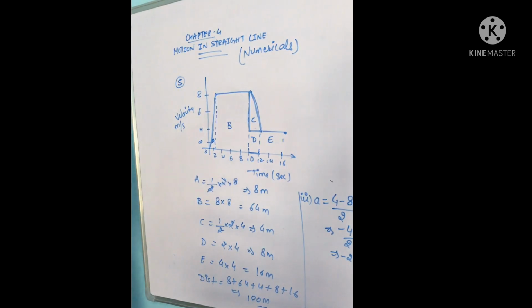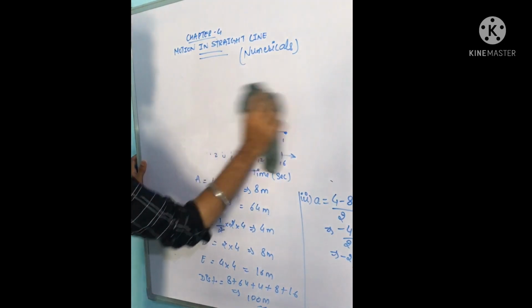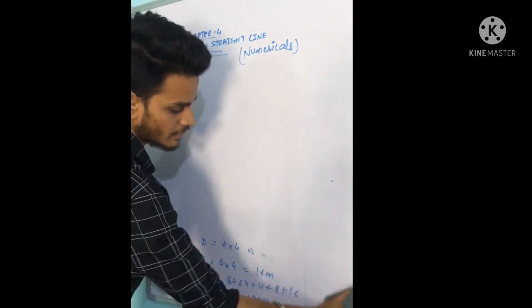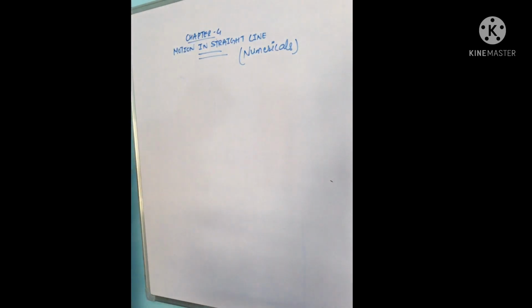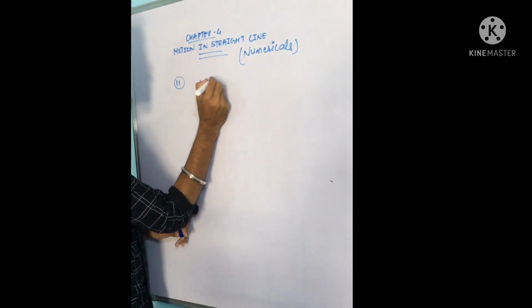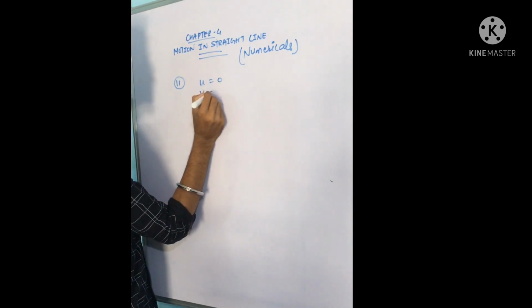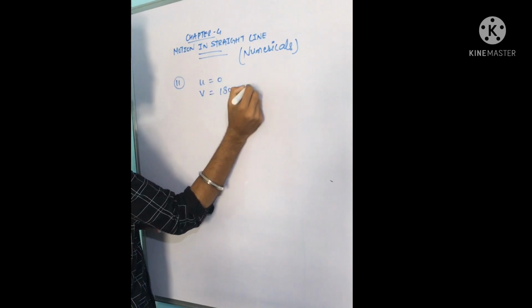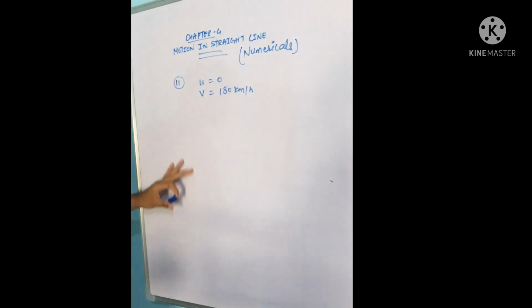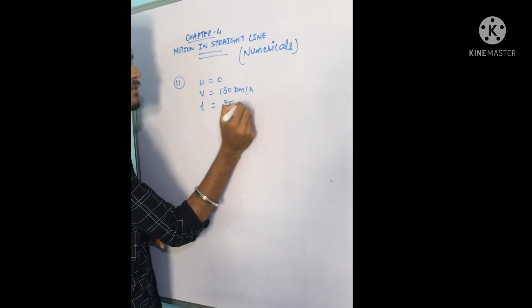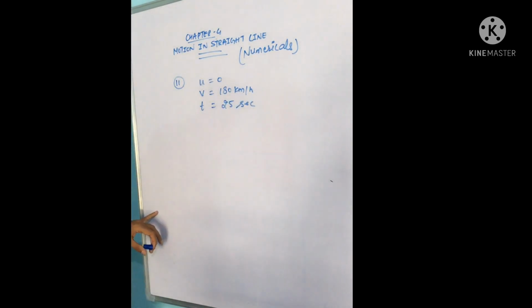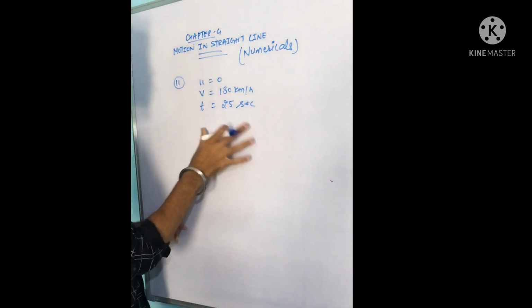Now moving on to the next question, which is question number 11. Question number 11: A car accelerates uniformly on a straight road from rest to a speed of 180 km per hour. From rest means initial velocity is equal to 0, to a speed of 180 km per hour, which is our final velocity. Time is also given, 25 seconds. Find the distance covered by the car in this time interval.